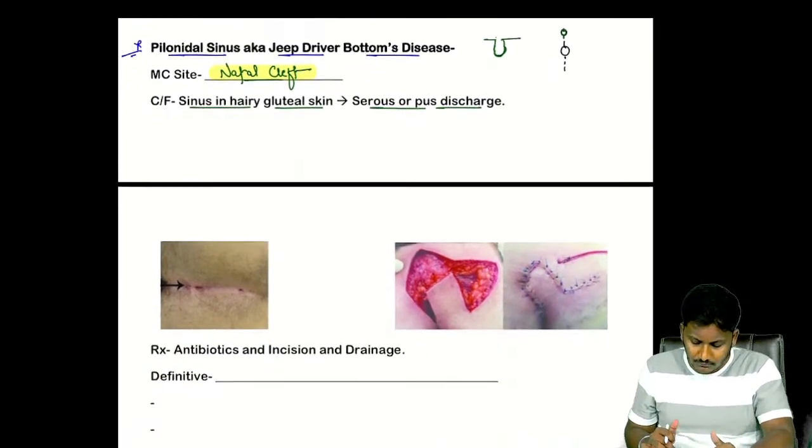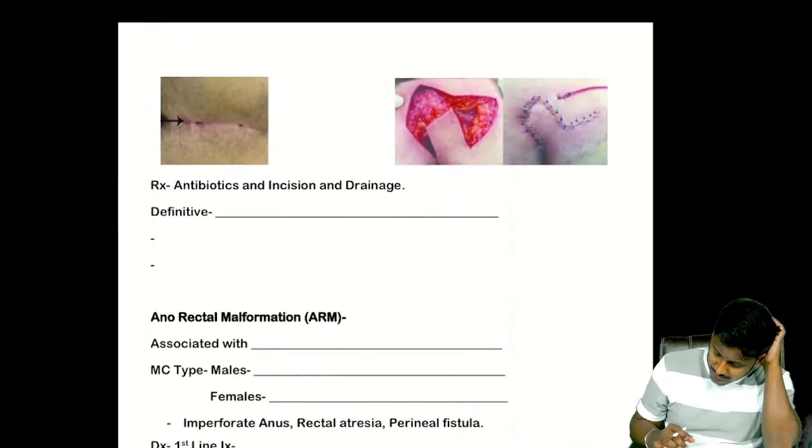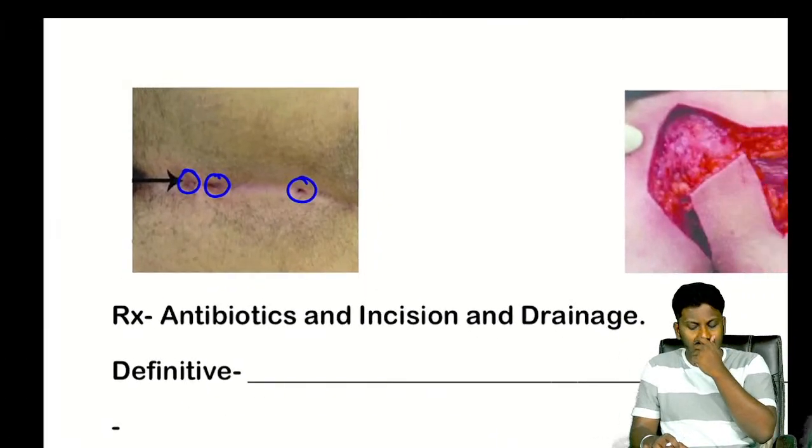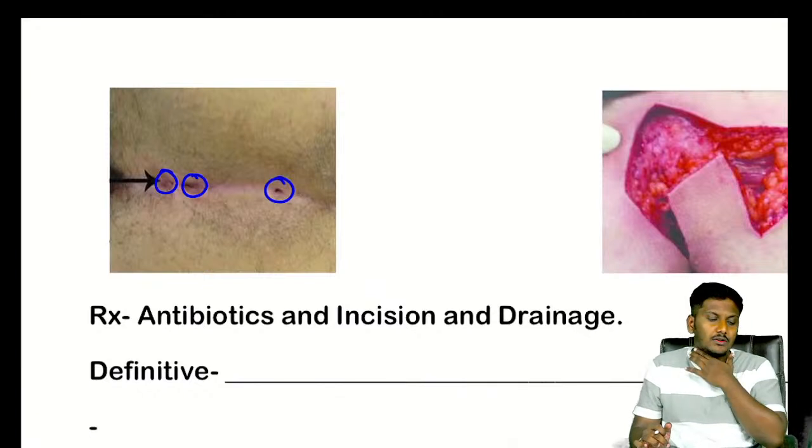Clear to all of you? Here you are able to see the picture classically. This is the sinus. These are the sinuses which have developed in the natal cleft. This is what is called a pilonidal sinus.